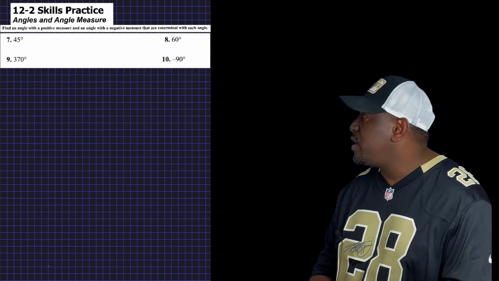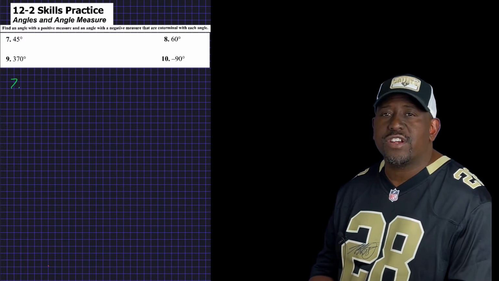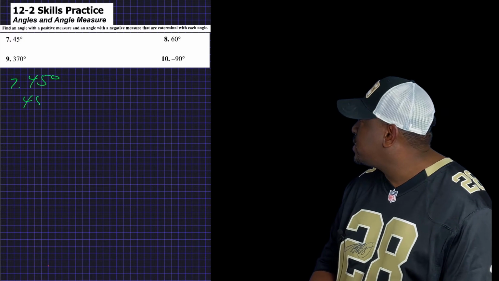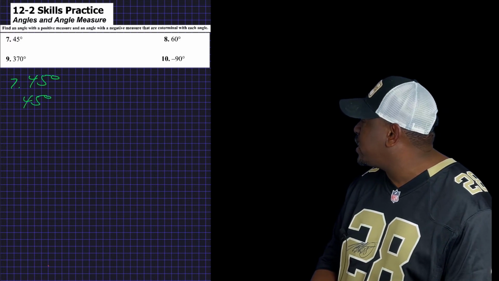So let's see. We have a group of problems where we're given certain angles, 7 through 10 here. We're given different angles, and we will find the angle with a positive measure and the angle with a negative measure that are coterminal with one another. So we have here 45 degrees. That's what we have first.